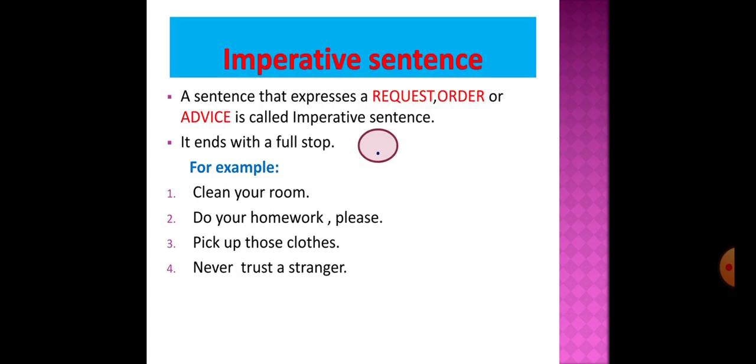Next, imperative sentence. A sentence that expresses a request, order or advice is called an imperative sentence. It ends with a full stop. For example, clean your room, do your homework, please pick up those clothes, never trust a stranger. These sentences end with a full stop. As you saw, both assertive and imperative sentences end with a full stop. We have to remember that assertive sentences are simple statements. They do not contain any kind of request, order or advice.